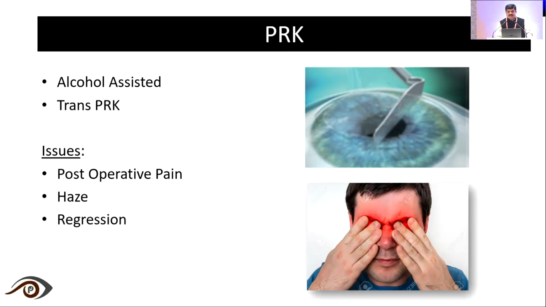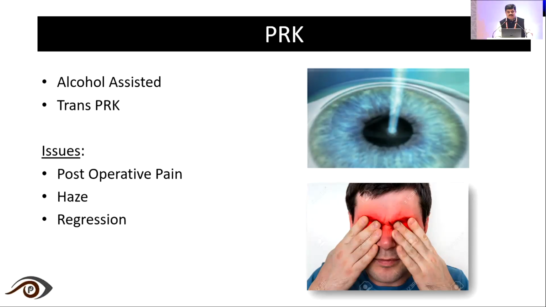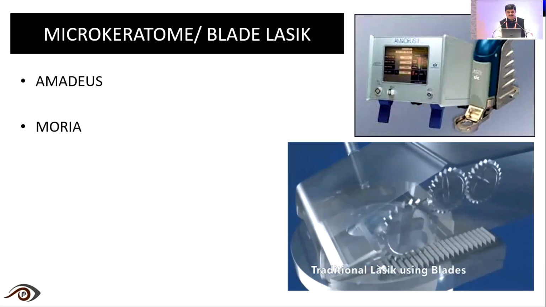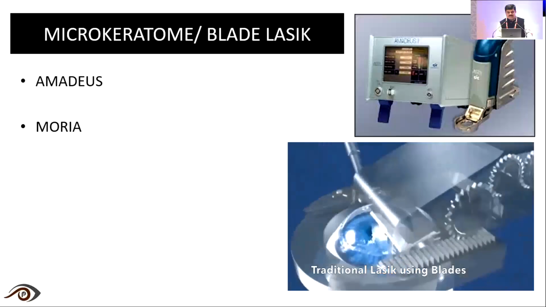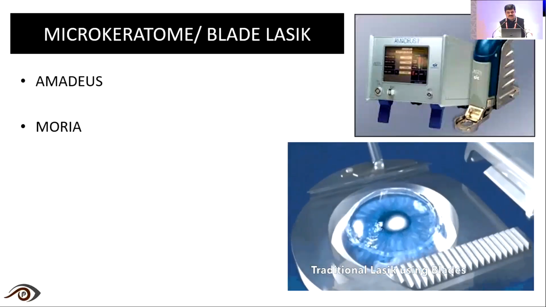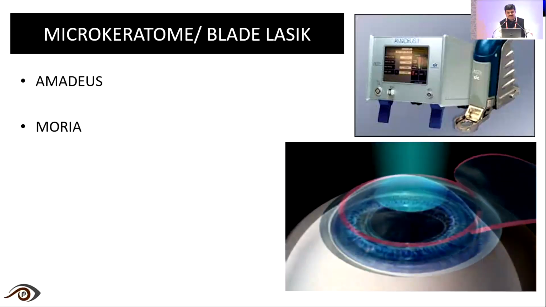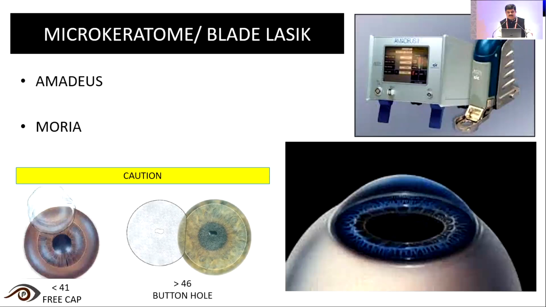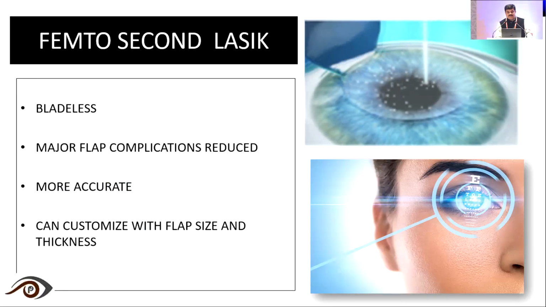Coming to PRK, there are two types, alcohol assisted and trans PRK. A few of the issues with that are postoperative pain, haze and regression. With the microkeratome, LASIK used to be done, that is AMO S2 and Moria, the two popular microkeratomes available. We always need to make sure that if the keratometry is less than 41, there are chances of a free cap, and more than 46, chances of a buttonhole.